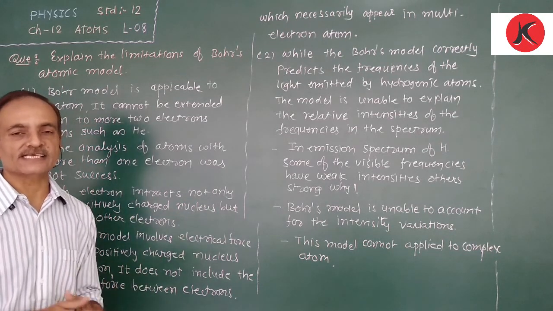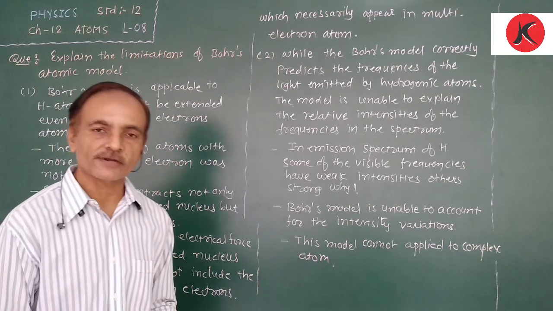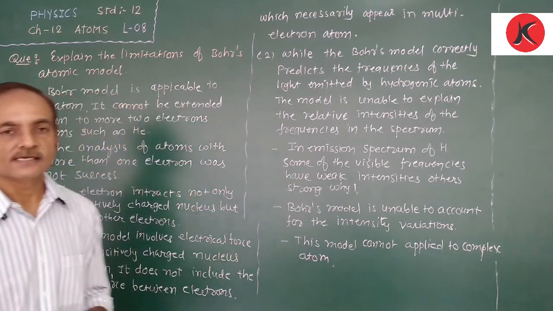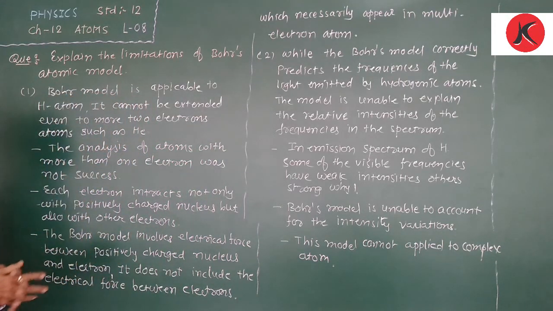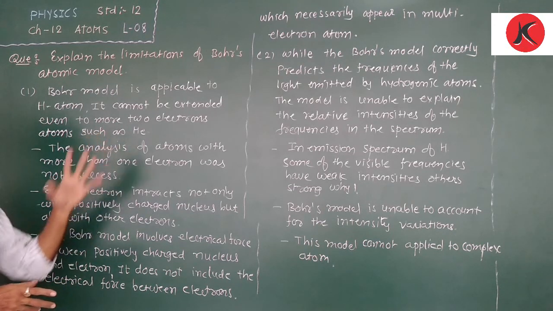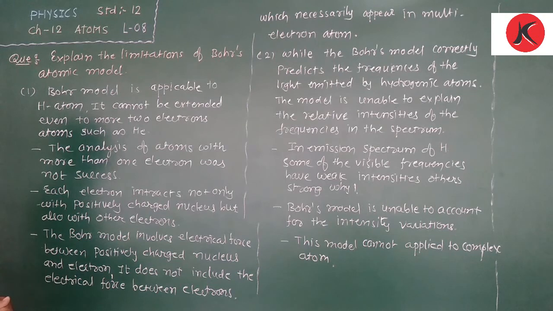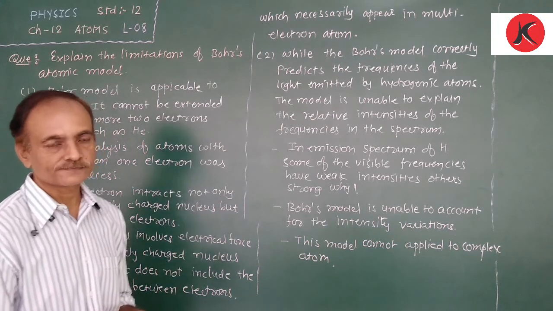And that is necessary for multi-electron atoms. Thus Bohr's atomic model is only applicable to the hydrogen atom, not for a complex atom or an atom having more than one electron.